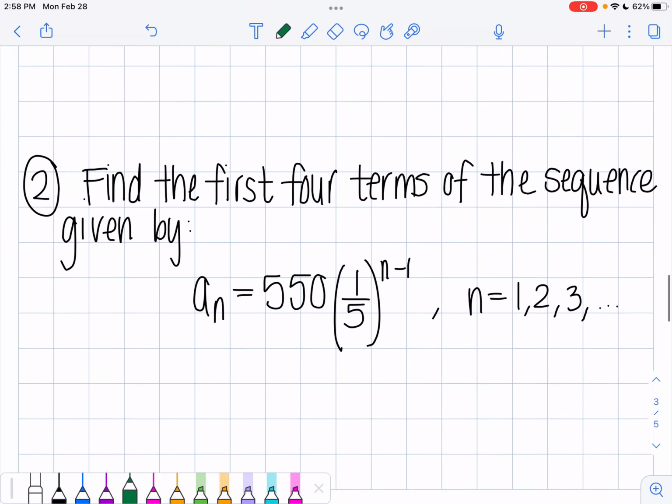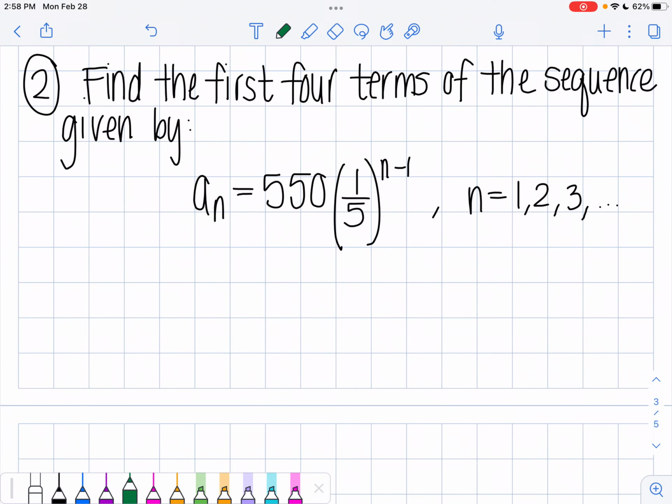Okay, next. This one says, find the first 4 terms of the sequence given by a sub n equals 550 times 1/5 to the n minus 1. So when you're given a formula, you want to work backwards. You should be able to recognize your first term and your common ratio. My first term is always the number that's given first right here. So my first term is 550. And my common ratio is the thing that we're raising to the exponent, and that is 1/5.